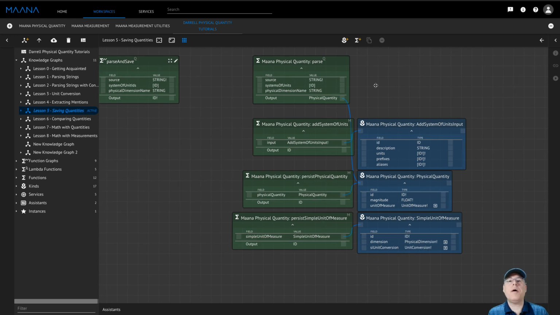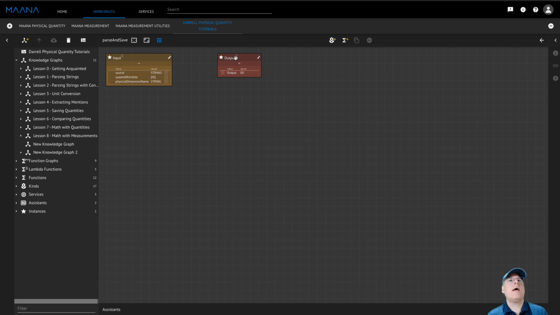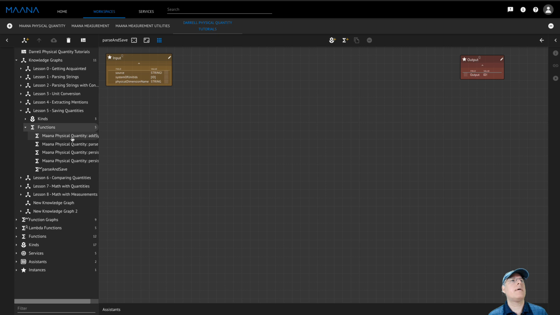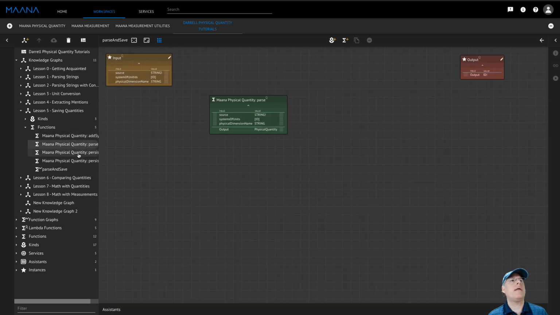Welcome back. I hope you all had a chance to work through this exercise and come to a solution on your own. Let me walk you through mine. So I know I'm going to be creating an implementation for the parse and save function, so I'm going to open up the function graph for that function. I also know that I'm going to need some of the functions that are on the canvas in this implementation. So I'm going to bring those in right now. Bring in the parse function and the persist physical quantity function.